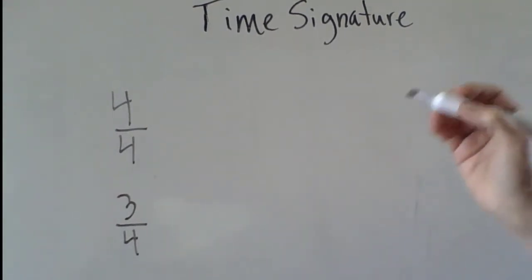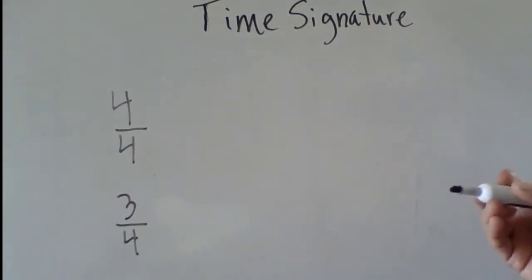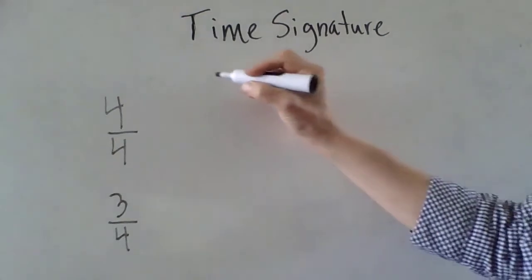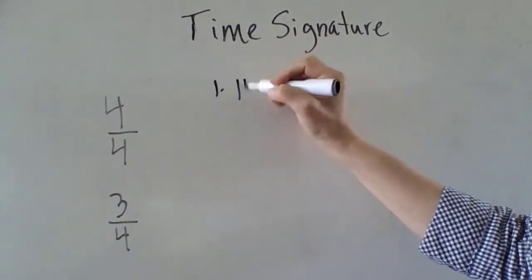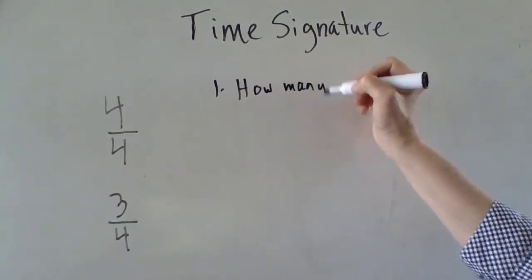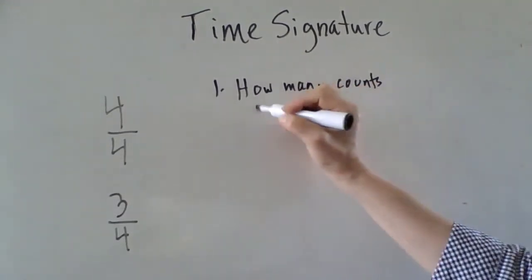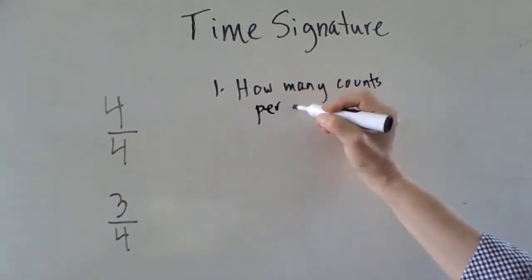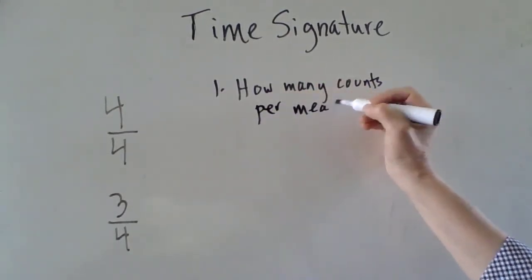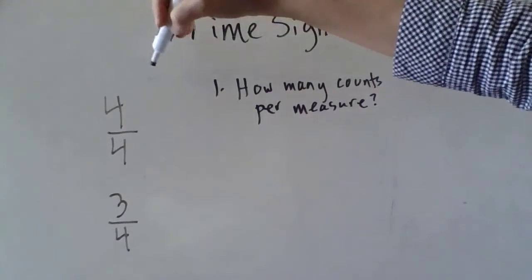Time signature, there are two pieces of information in time signature. It's kind of like a code. The first piece of information that we get is how many counts per measure. That's one of the most important pieces of information that we have for time signature. In this, that's the top number.